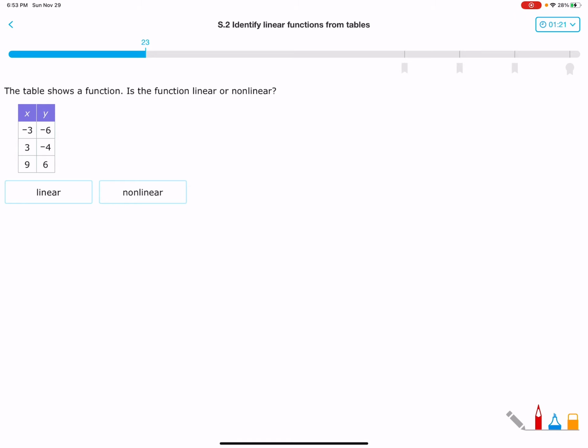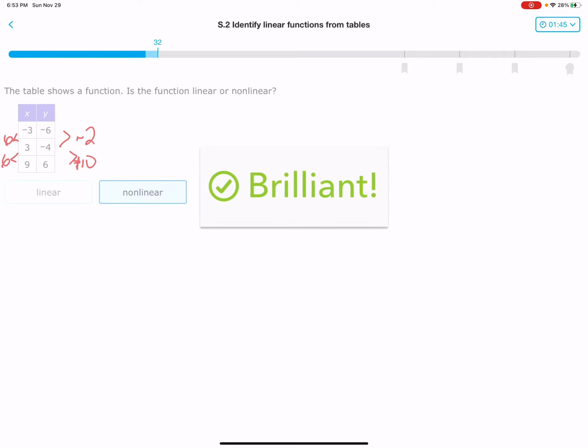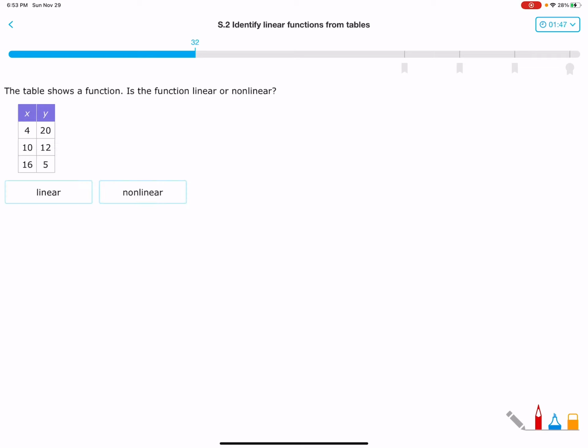So we see here that this one we are adding 6, we are adding 6. Over here, we are adding 2. But now we are adding how many? We are adding 10. From negative 4 to 6 is 10. Therefore, it is non-linear.